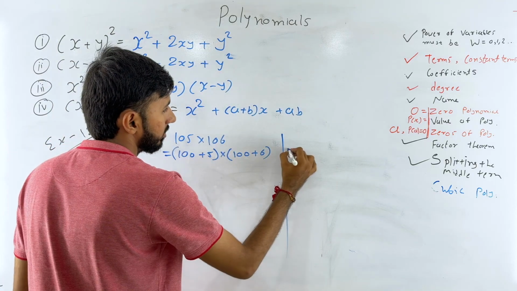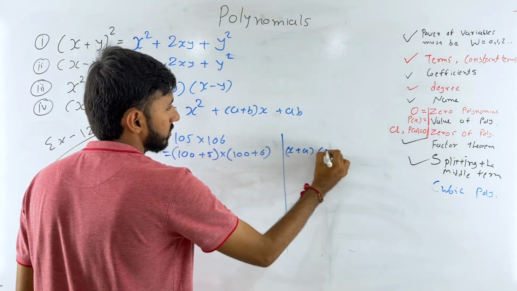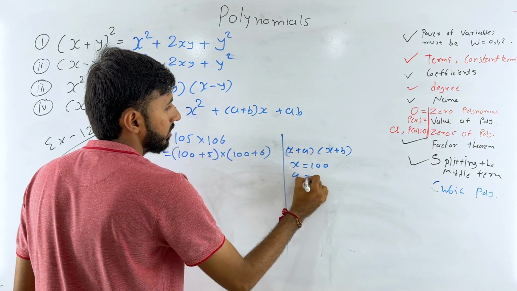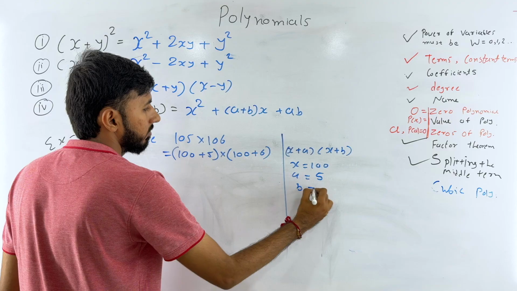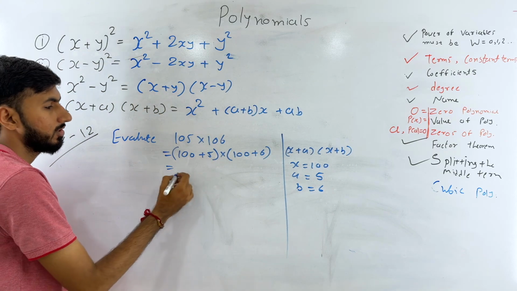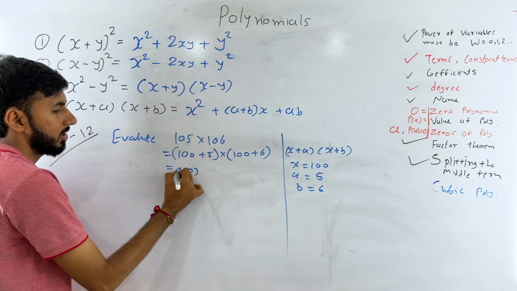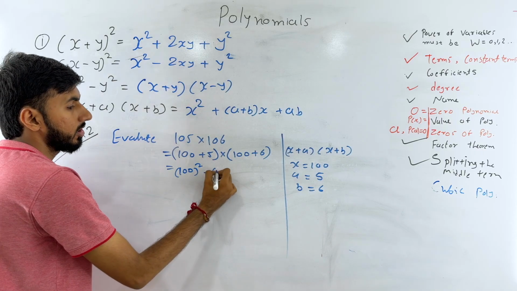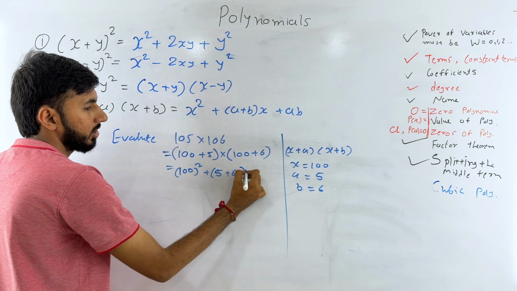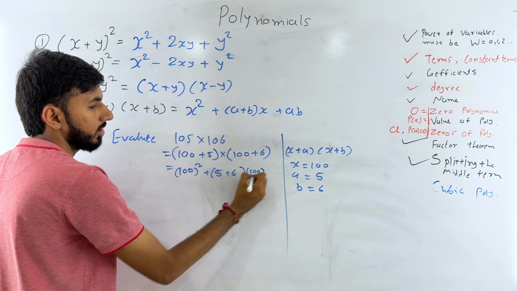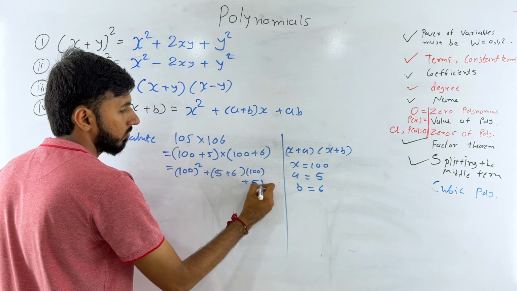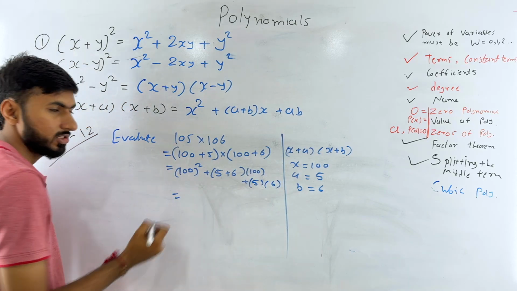If you compare it with (x + a)(x + b), your x will be 100, your a will be 5 and your b will be 6. Just compare it. So my answer for this identity will be x square, that is 100 square, plus (a + b)x. I have a as 5, b as 6, and x as 100. Now the last term will be a multiplied by b, so 5 multiplied by 6. This will be my answer.